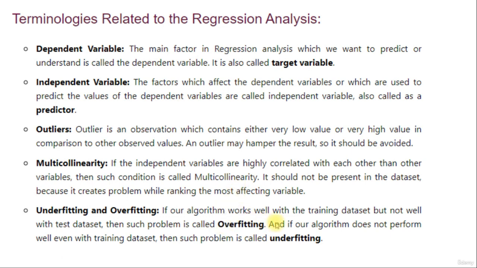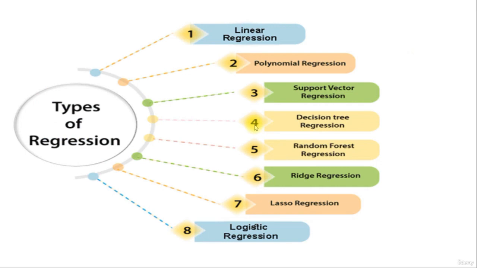If our algorithm works very well on the training dataset but does not perform well on the test, so when you're training the model it is working very well, but at the time of testing you are not getting the desired output, then such a problem is called overfitting. And if our algorithm does not perform well even on the training dataset, such a problem is called underfitting. So these were some important terms.